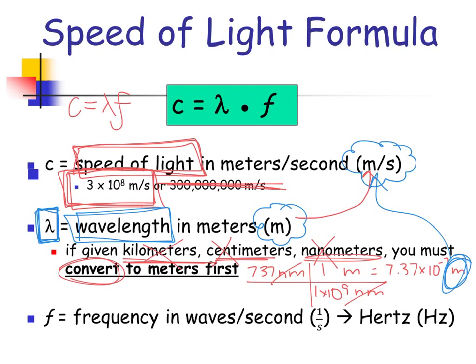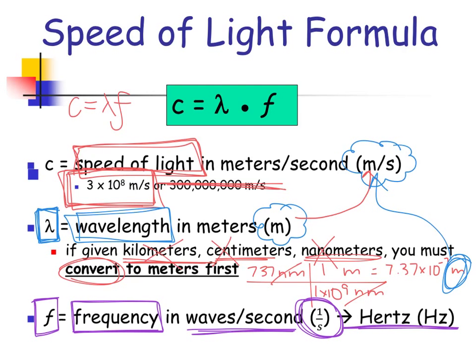The last variable in our formula is the F, and we've already talked about that that is your frequency. We've also talked about that's your number of waves per second. We've also talked about that that is hertz, but another way you might see this written is 1 over S.